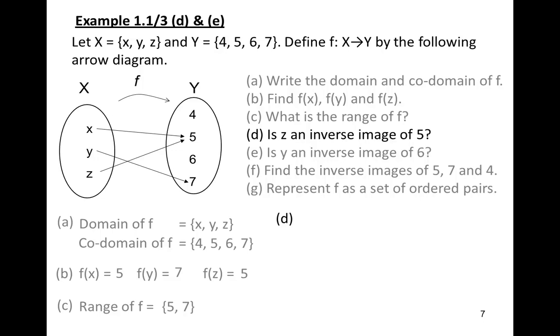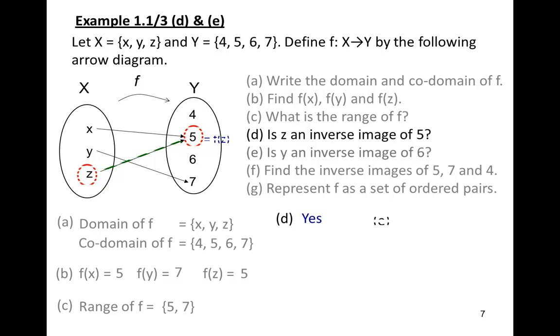Part D. Is Z an inverse image of 5? Let's focus on the output 5. If we follow this arrow in the reverse direction, we will reach Z. This means that we can find an input Z such that f of Z is equal to 5. Hence, the answer is yes. Z is the inverse image of 5.